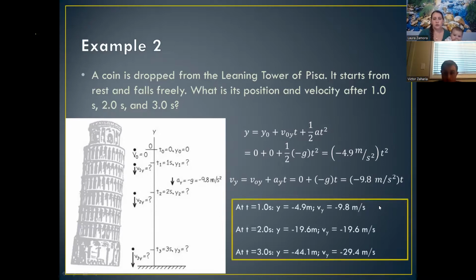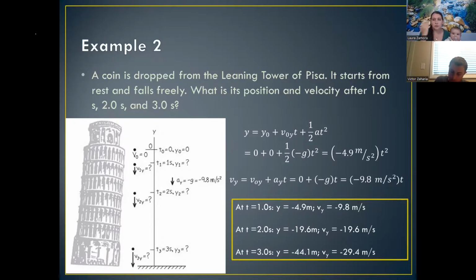So we can just plug in our values for time, right? If time is 1 second, then we just have negative 4.9 times 1 squared, which is negative 4.9 meters. So it has fallen down a distance of 4.9 meters. The velocity at that point is negative 9.8 times 1. So velocity is negative 9.8 meters per second. Again, that negative tells us that it is traveling downward.